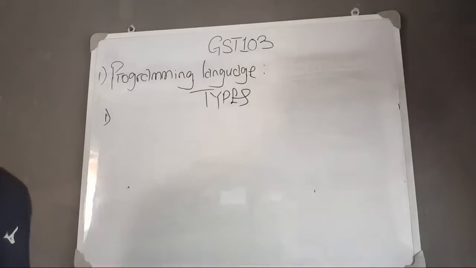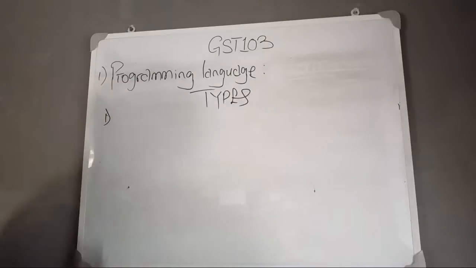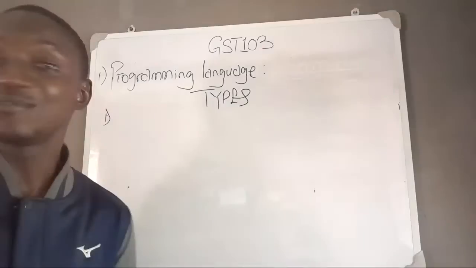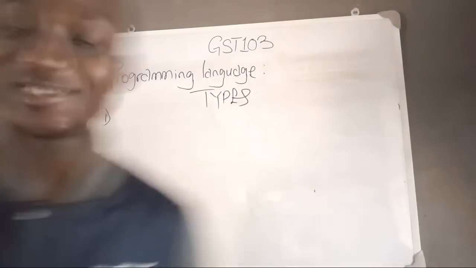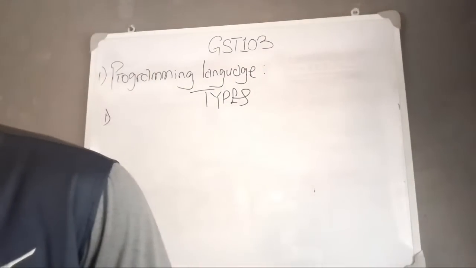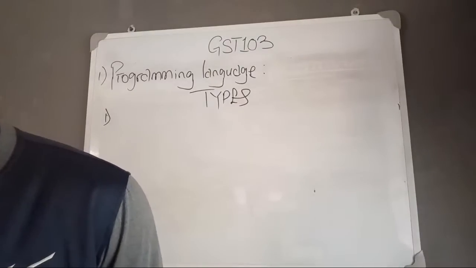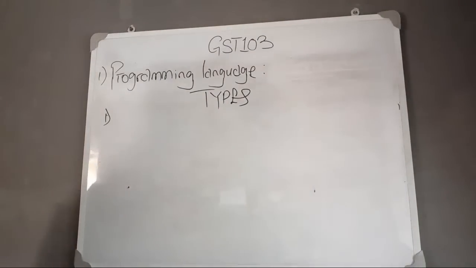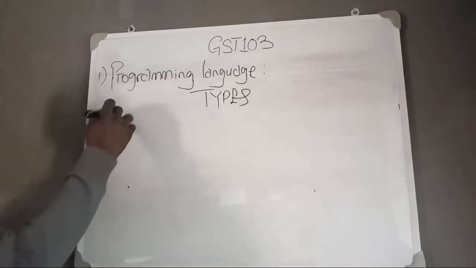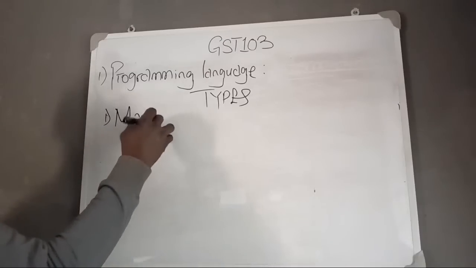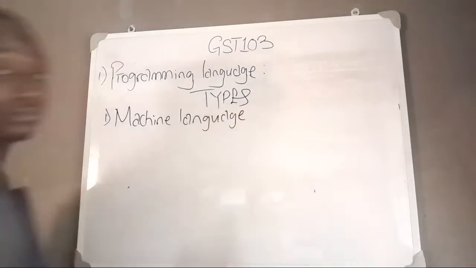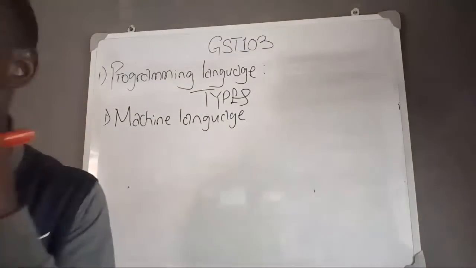So let's just go through it together. The very first one we have is high level symbolic language. Who said that? Let me check. Miss Rosita. Okay, thank you for your response. But we all will know more about that now. So the very first one we are having is the machine language. That's the very first one we are looking at.